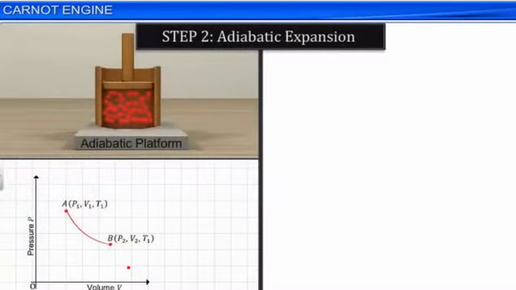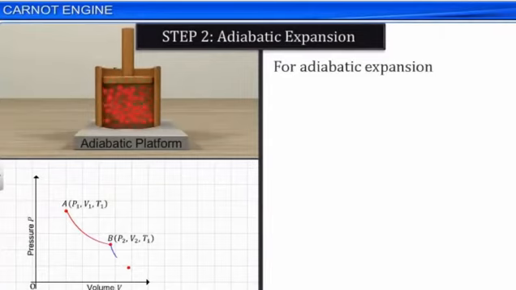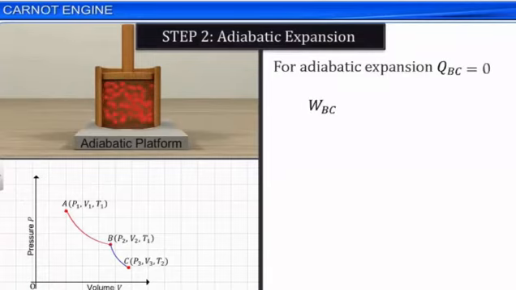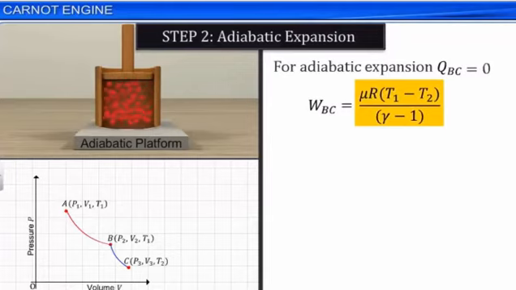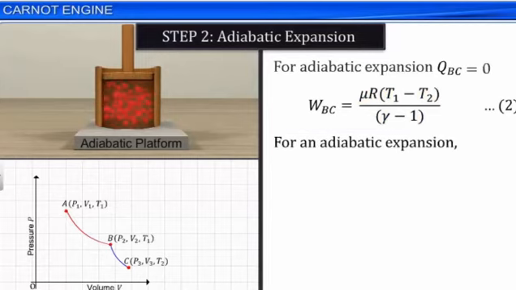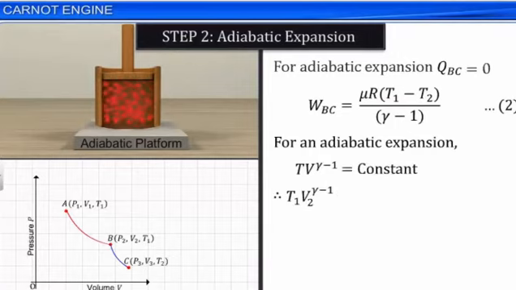For an adiabatic process, heat absorbed QBC is equal to 0, and the work done WBC is equal to mu R into (T1 minus T2) by (gamma minus 1). Let this be equation 2. Since for an adiabatic process, TV to the power of gamma minus 1 is constant, we can write T1 V2 to the power of gamma minus 1 is equal to T2 V3 to the power of gamma minus 1. Let this be equation 3.